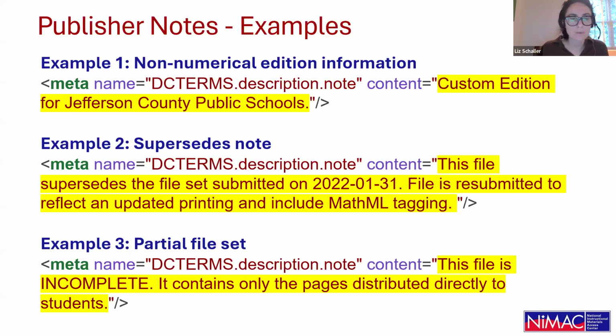And then finally, example three is for that partial file set that we just talked about. You'll want to include a note that states this file is incomplete. It contains only the pages distributed directly to students. All right, that was a lot of information. Before I hand it over to Nicole, does anyone have any questions about any of these metadata fields so far?